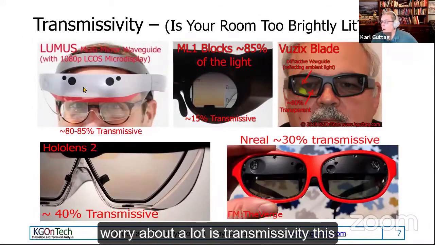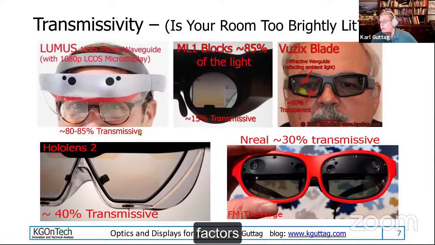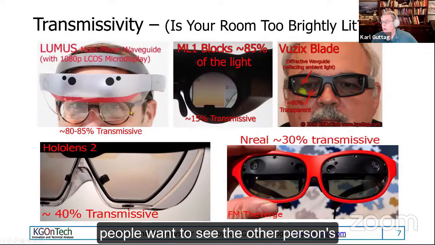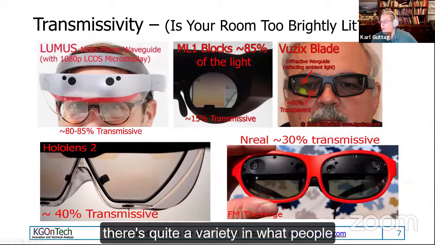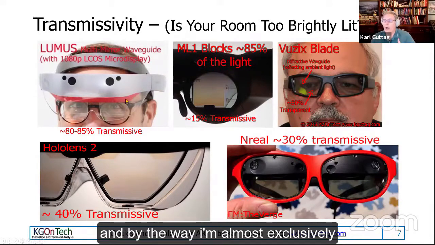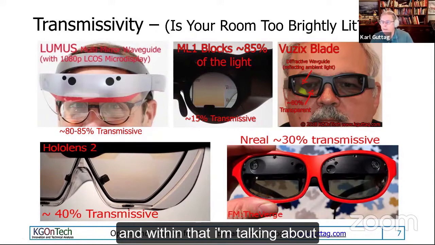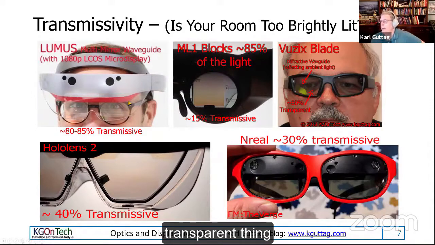One of the things people worry about a lot is transmissivity. This is particularly important in social factors. People want to see the other person's eyes, but also you want to be able to see the real world. There's quite a variety in what people call augmented reality. And by the way, I'm almost exclusively talking about augmented reality today. And within that, I'm talking about optical augmented reality, i.e. where you look through some kind of transparent thing.